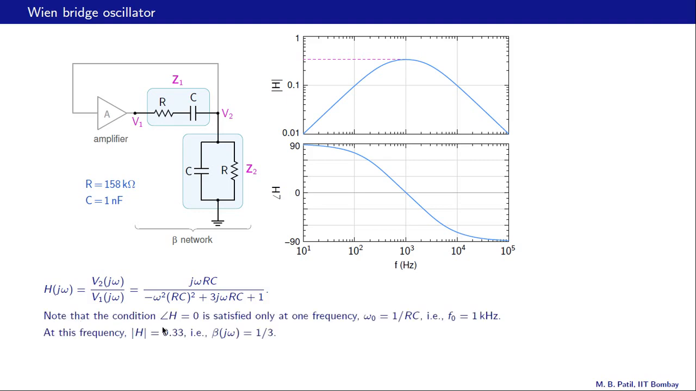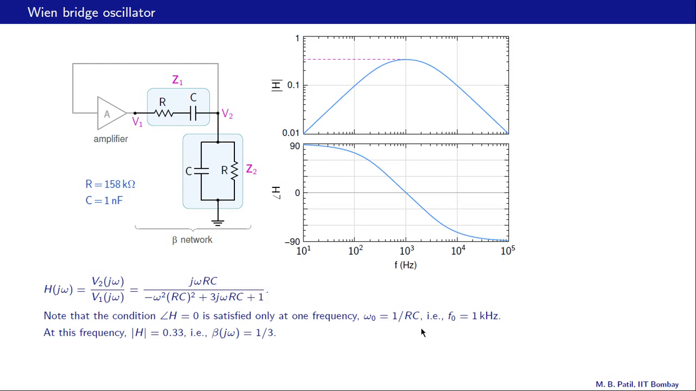So the condition that angle h equal to 0 is satisfied only at one frequency, and that frequency, as we have seen earlier, is 1 over RC, the angular frequency. And in this specific example, with R equal to 158K and C equal to 1 nanofarad, that frequency turns out to be 1 kilohertz.